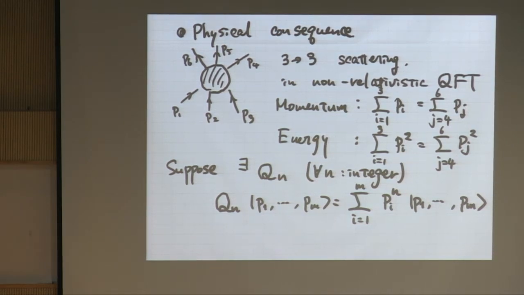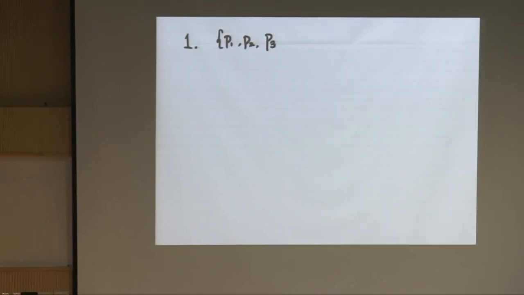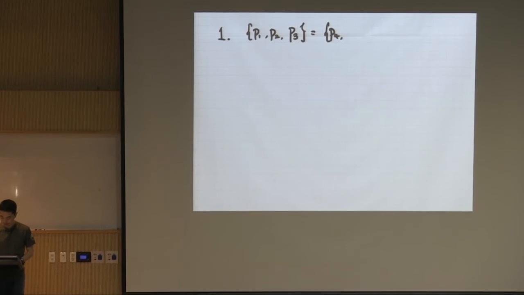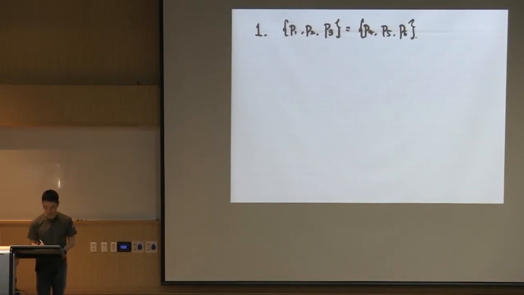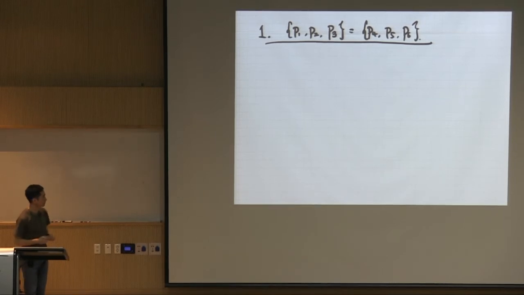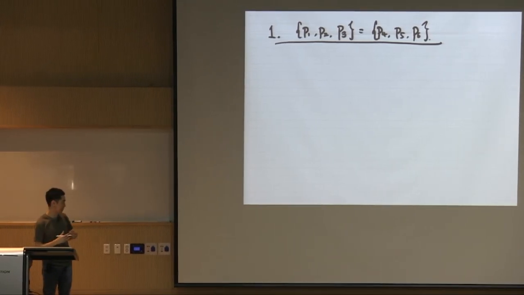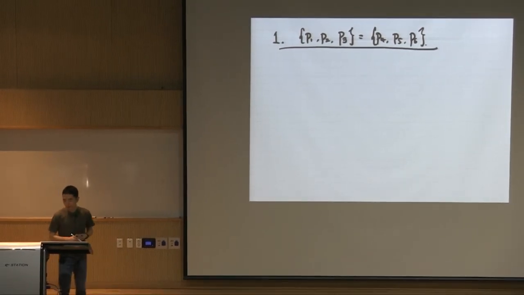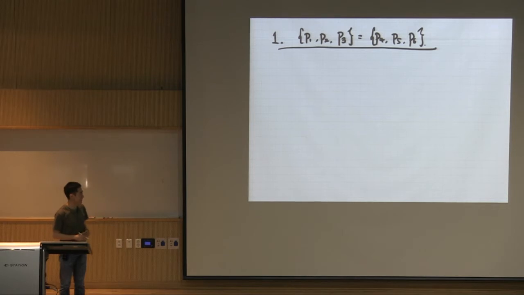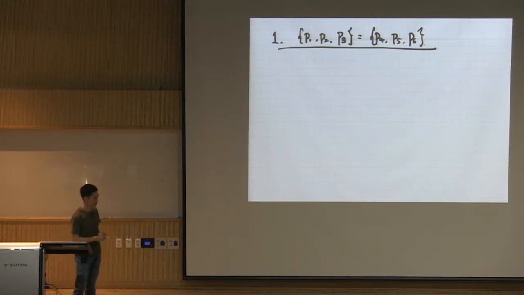Now, one immediate consequence of the existence of these conserved charges is that we have infinitely many conservation laws in addition to momentum and energy. That immediately tells you that the set of incoming momenta must coincide with the set of outgoing momenta. Of course, this is an obvious consequence, because otherwise there is no way to satisfy the conservation laws. But this is a bit too kinematical and it's not so interesting. Actually, there is yet another, more interesting consequence of the existence of integrability.